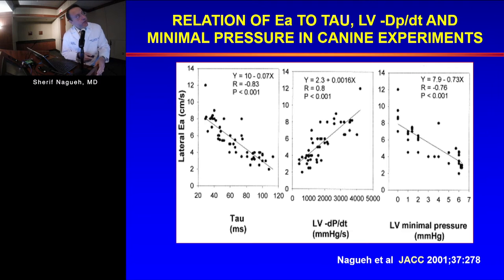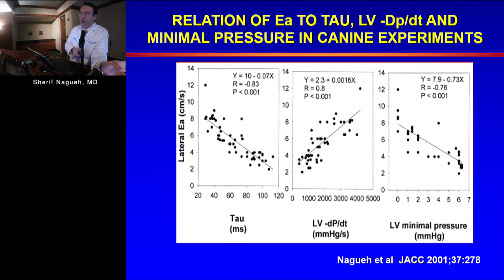This is a summary of the hemodynamic determinants, and there have been several studies, most recently 2013, looking at these determinants as well in animal models. And the consensus is that it is affected by relaxation: better relaxation, which means a shorter time constant of LV relaxation and more negative DPDT, the higher the early diastolic velocity. It is also affected by LV minimal pressure.